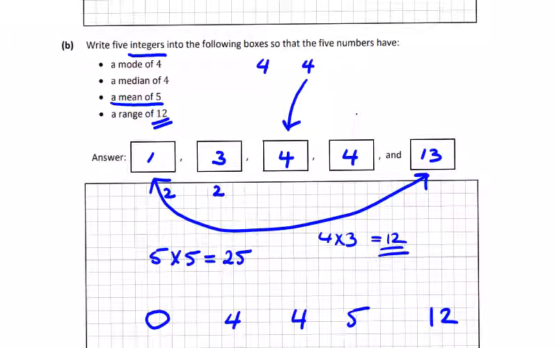So just let's check here. A mode of 4, yes. A median of 4, yes. A mean of 5, they do add up to 25. And a range of 12, they have a range of 12. So this solution works too.